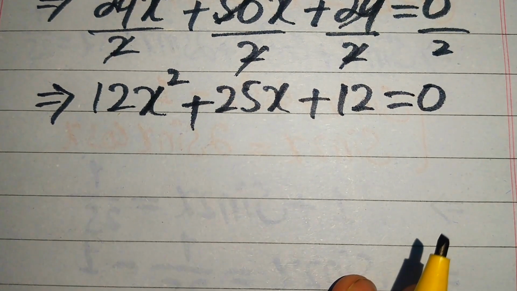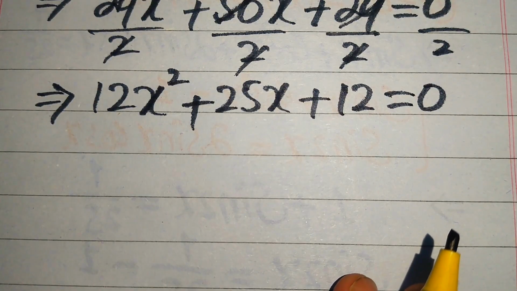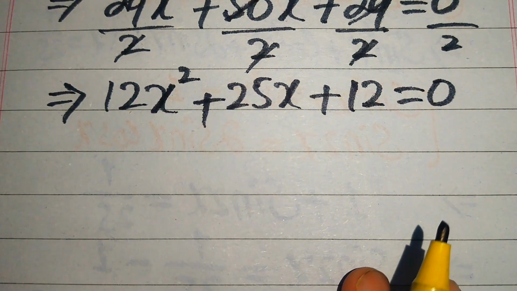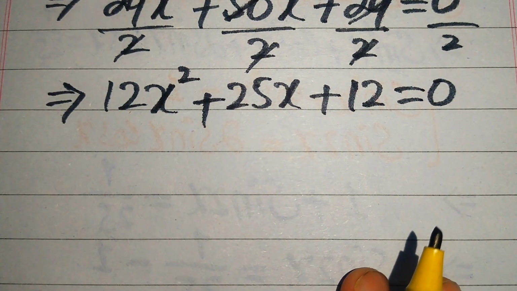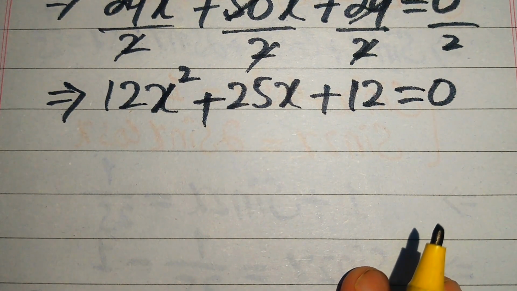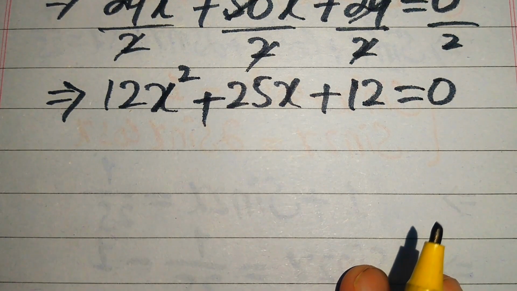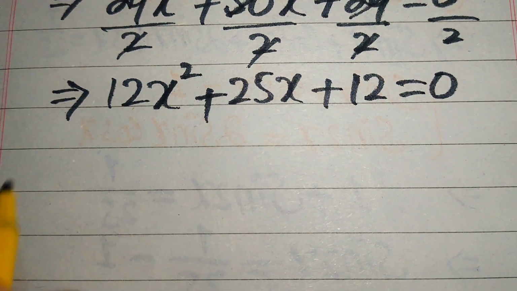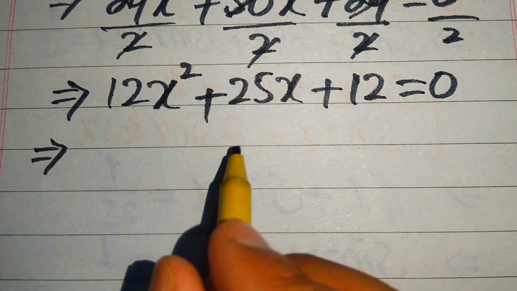And now you see here, after a little bit of substitution or simplification, we convert our given radical equation into the quadratic form. And you know that there are three methods to solve the quadratic equation. The first method is the factorization method, the second one is the completing square method, and the third one is by applying the quadratic formula.